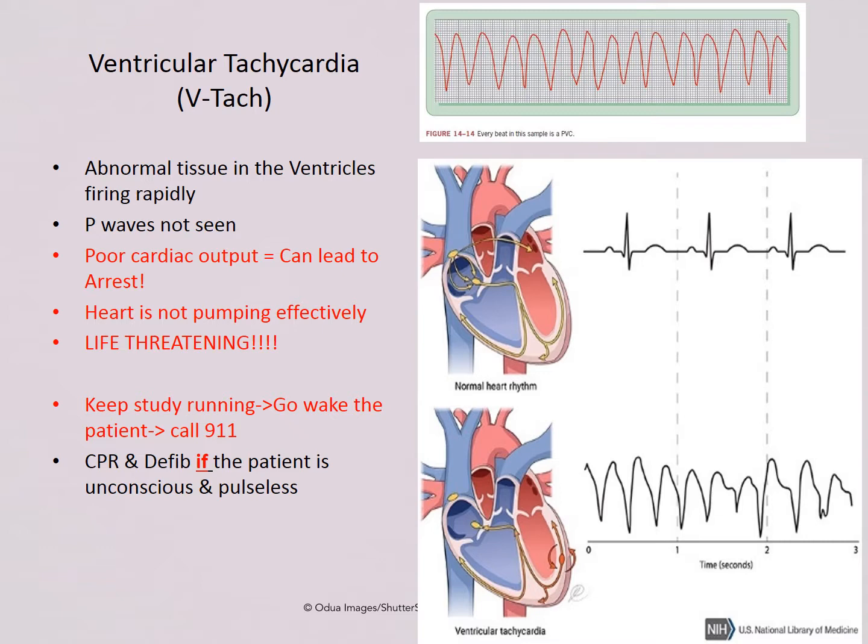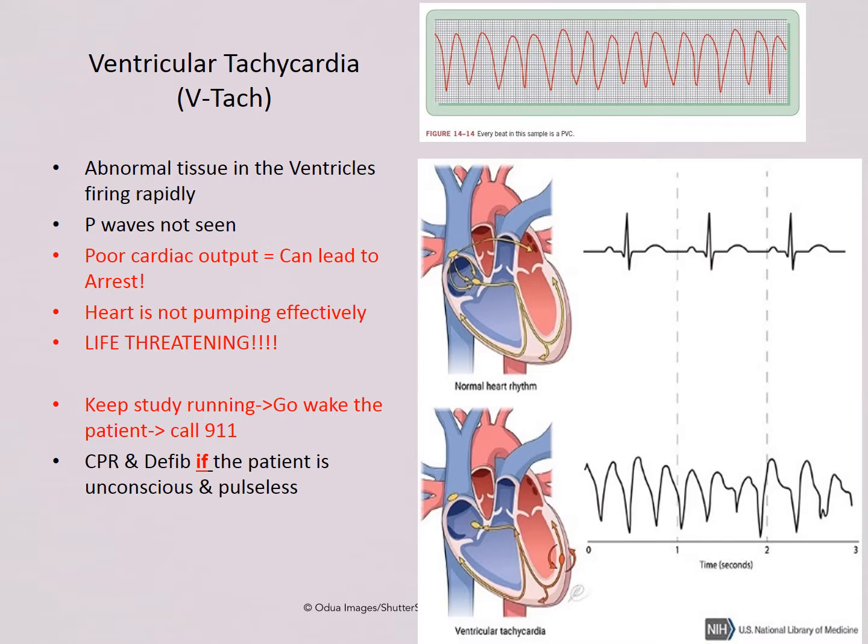This is an abnormal tissue in the ventricles firing very rapidly. Notice you can't even find a P wave on there. This patient has poor cardiac output, and it could lead to cardiac arrest. In this situation, your heart is not pumping effectively. This is life-threatening. You want to keep your strip running. You want to have someone who's there with you call 911, and you want to go try and wake the patient.